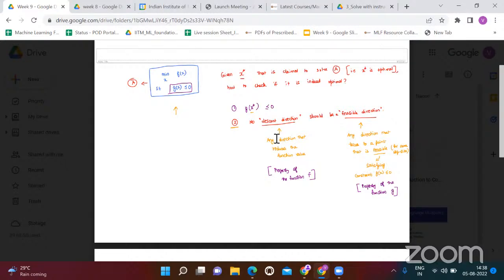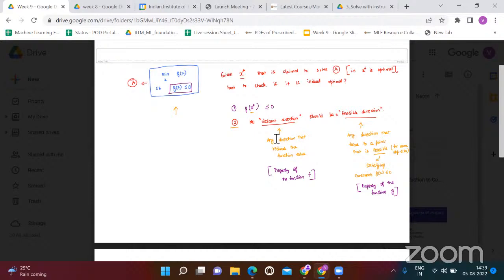If you are able to find any descent direction that is feasible also, then that X star is not the point where you will get the minimum value. A descent direction is simply any direction that reduces your function value. So if X star is the minimum and even after that, you are getting some direction where the function value can decrease more, then this X star is not the required X. That's why there should not be any descent direction.